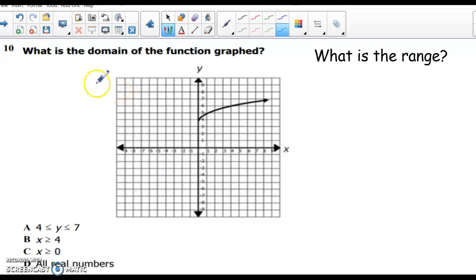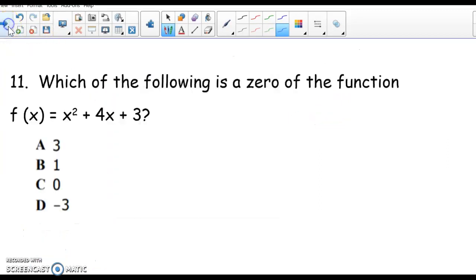What's the domain? It starts here, so that's at x equals 0. So x is going to be greater than or equal to 0. What's my range? My range looks like it starts at about 4, so it's going to go up from there. So y is greater than or equal to 4. Remember, domain is x value, range is y value.